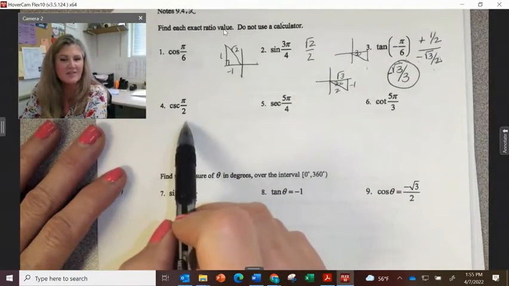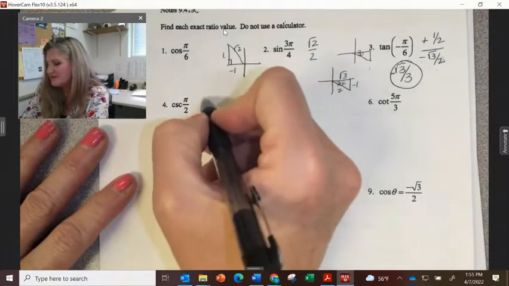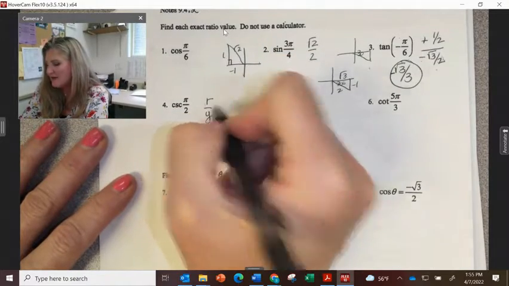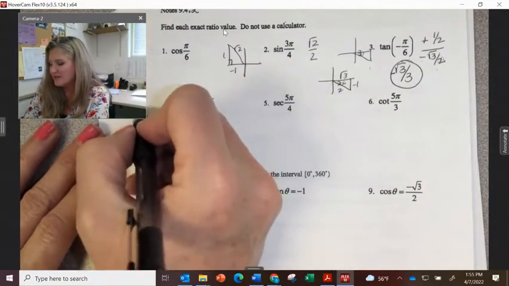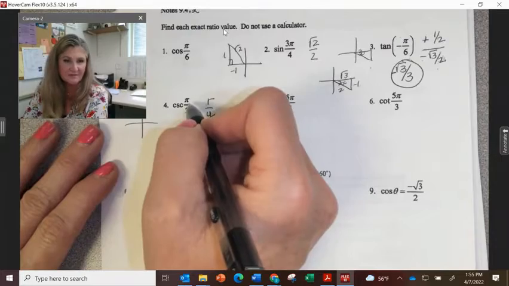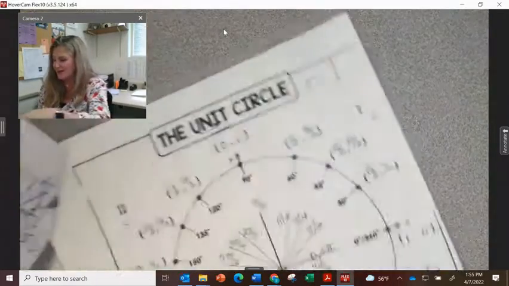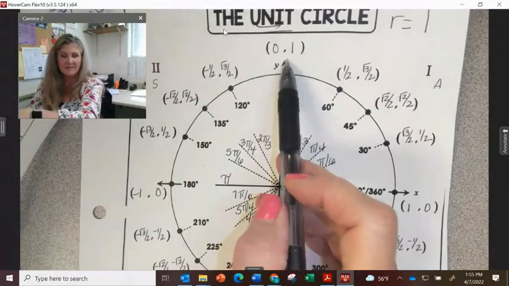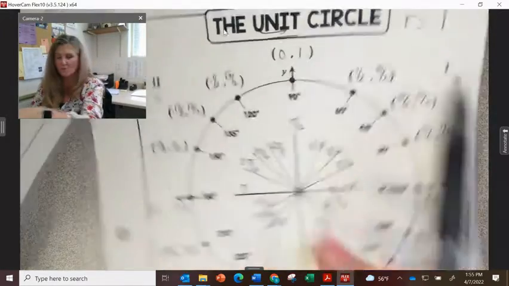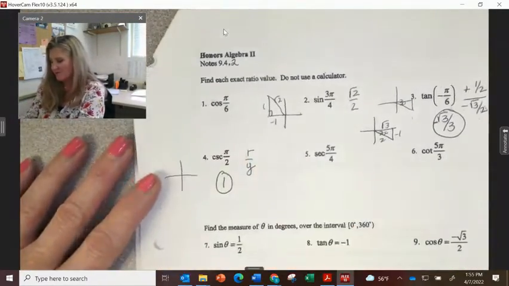All right, guys, cosecant. Cosecant is going to be r over y. What kind of angle is this? This is just the what? 90, quadrantal. So when you look back at 90, what's it going to be? 1. Good job. So we're just going to have 1 there.